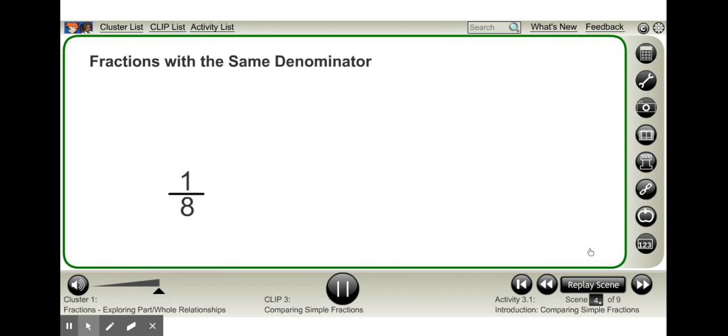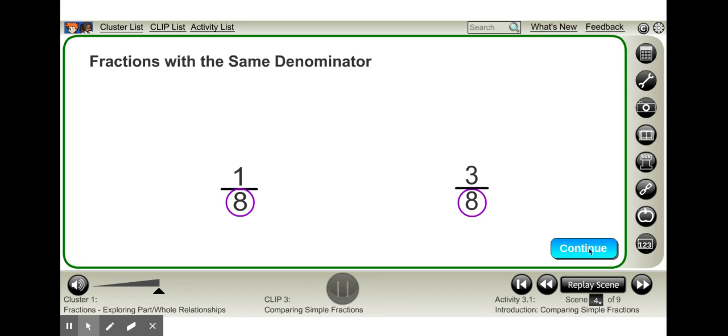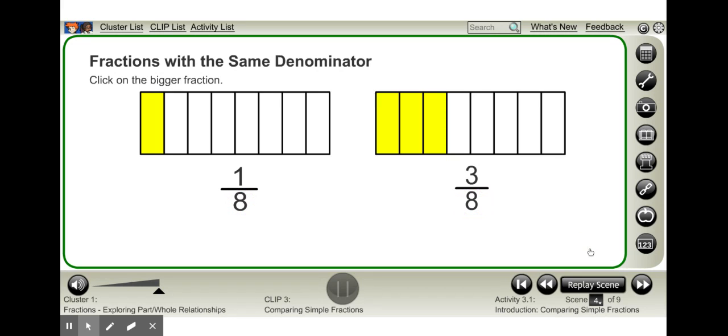The first strategy applies when the fractions have the same denominator. For example, 1/8 and 3/8. You don't need a pencil and paper to figure out which is bigger if you stop and think about it. Click on the bigger fraction.